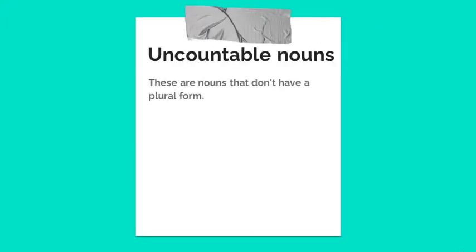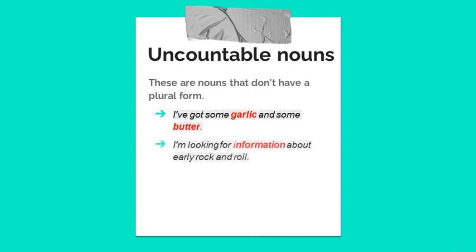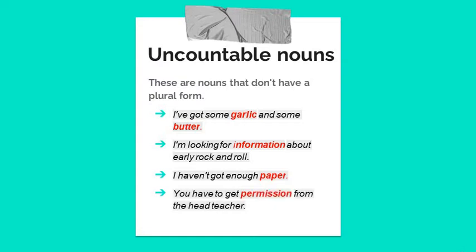Uncountable nouns. These are nouns that don't have plural forms. For example, I've got some garlic and some butter. I'm looking for information about early rock and roll. I haven't got enough paper. You have to get permission from the head teacher. Do you want some cake?